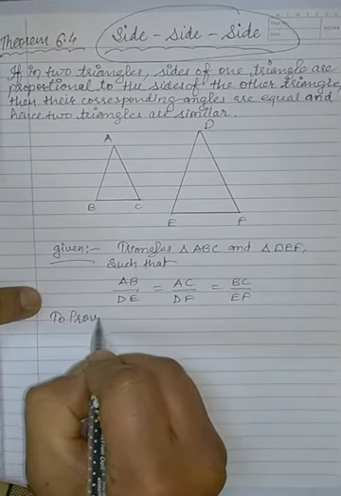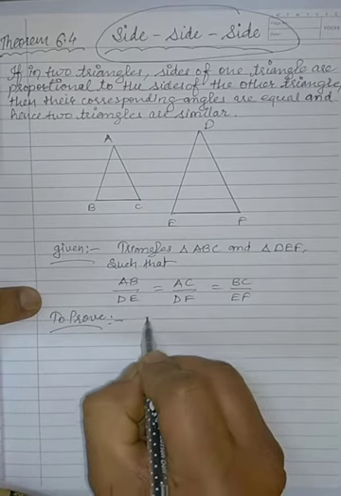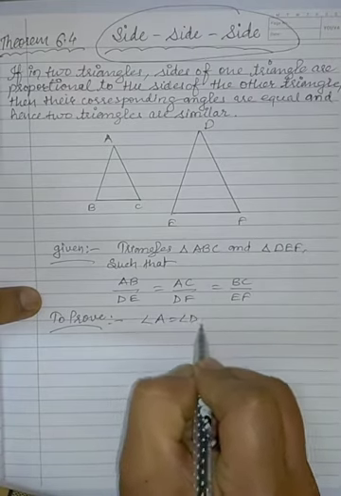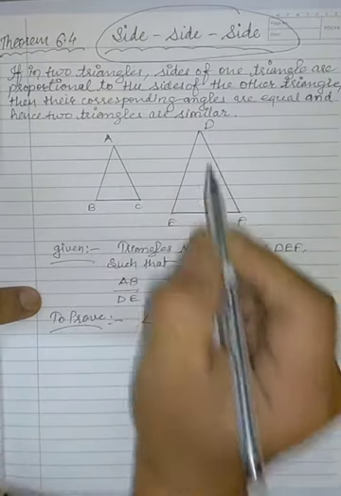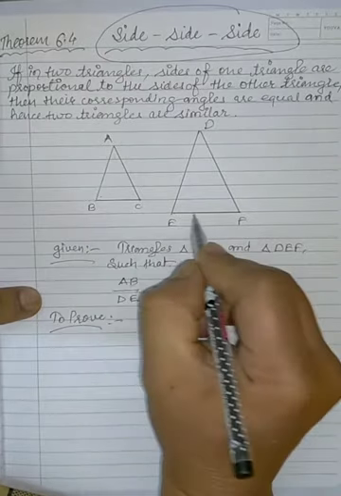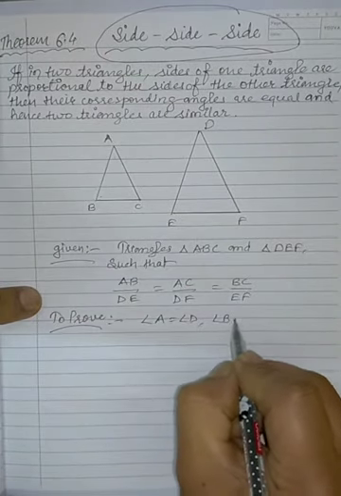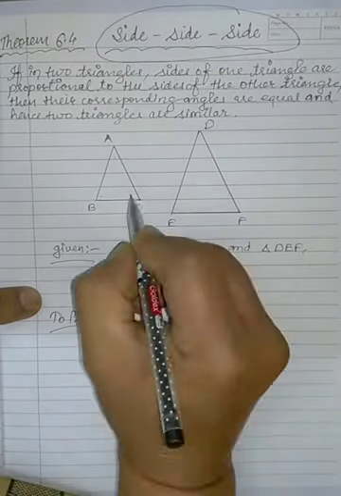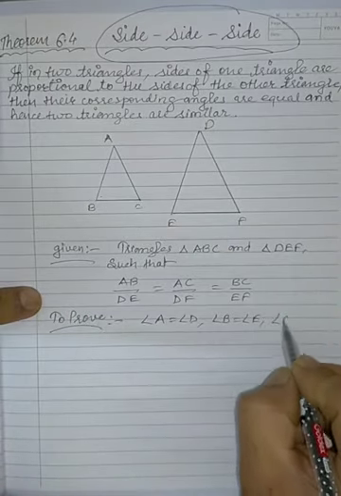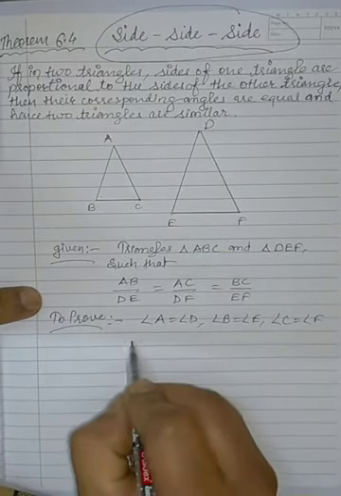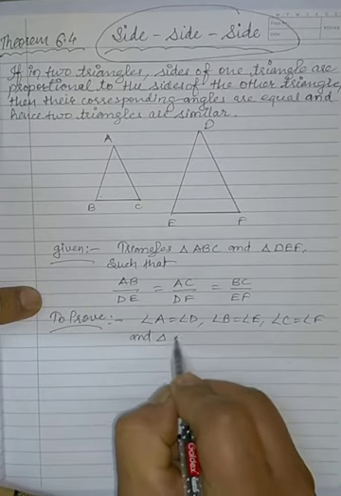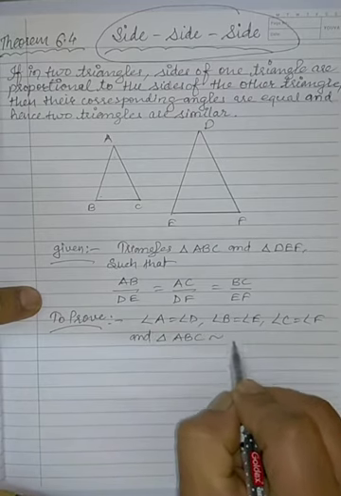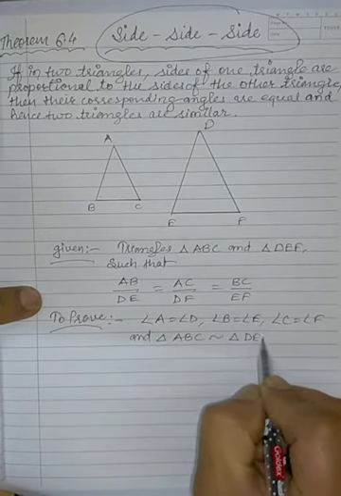And we have to prove that angle A is equal to angle D, angle B is equal to angle E, and angle C is equal to angle F. And triangle ABC is similar to triangle DEF.